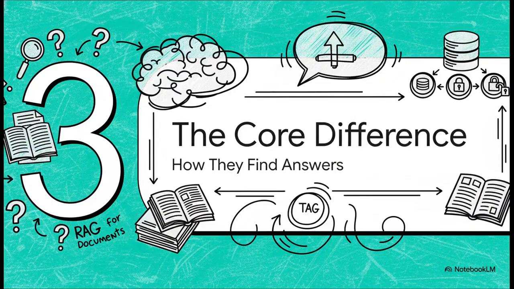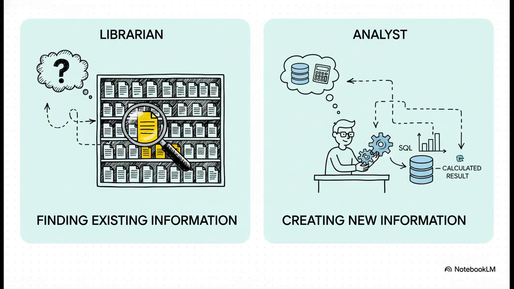Okay, so this brings us right to the fundamental distinction between these two systems. It really all comes down to one thing: how they find the information they need to answer your question. This slide right here really gets to the heart of it. RAG is your librarian, right? It's an expert at finding the perfect passage in a huge library of text. TAG, on the other hand, is your data analyst. It's writing a custom formula from scratch to calculate a brand new insight from a sea of data. See the difference? One finds, the other creates.